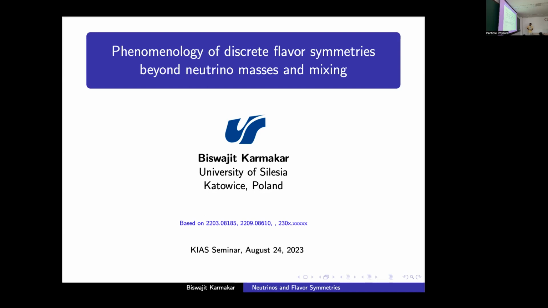And apart from that, for the flavons involved in this analysis, the vacuum alignment of those A4 flavons is not very trivial. There are many ways to do it, and people have done it, but it's not very trivial. So in a nutshell, there are some drawbacks of these models.